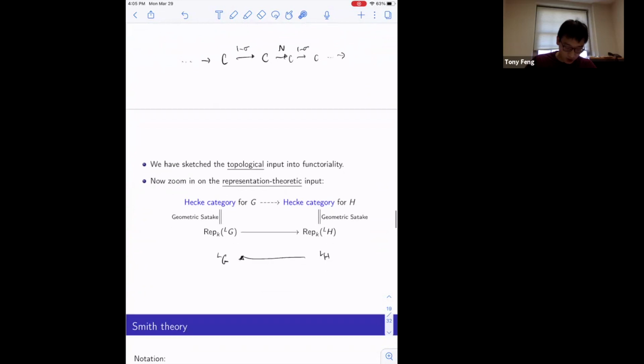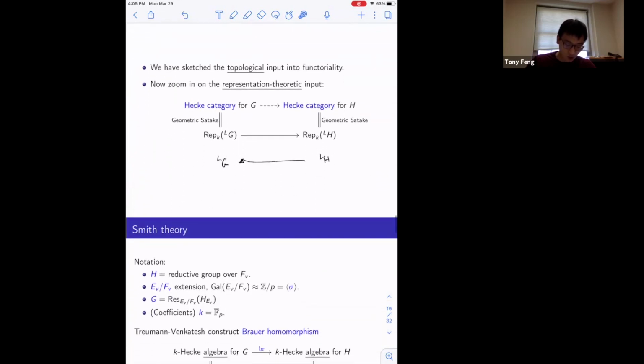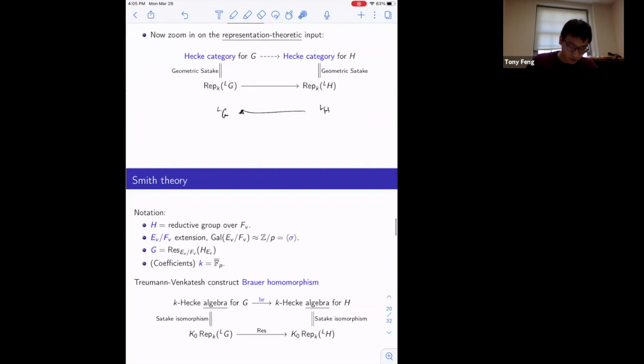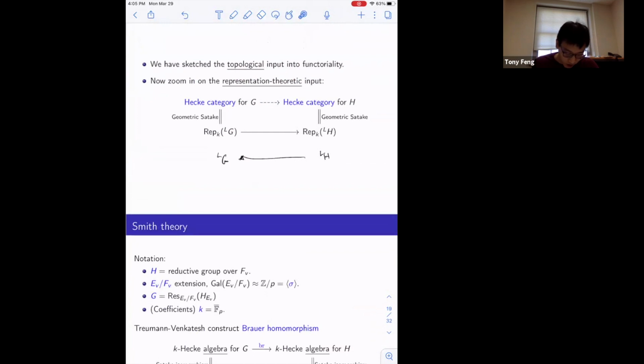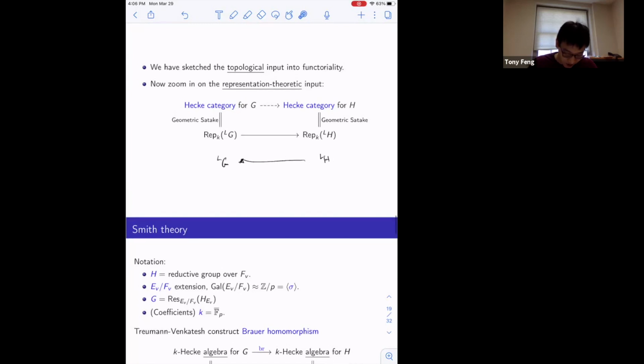All right. So as I say, in the case of base change, this is where Smith theory enters, and maybe first I set some notation, reproducing some notation from earlier. H is at this point any reductive group over a local field. Then I give myself a cyclic P extension. There are actually only two such things, but anyway, a cyclic P extension with Galois group generated by an element sigma, and G is the Weil restriction of H. So it's H over E viewed as a group over F. And again, the coefficients are an algebraic closure of F_p.